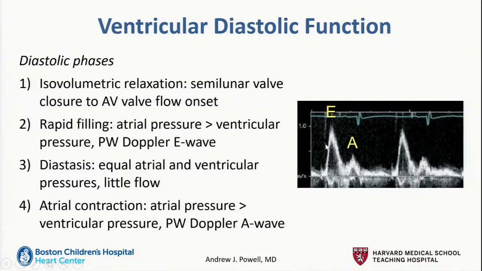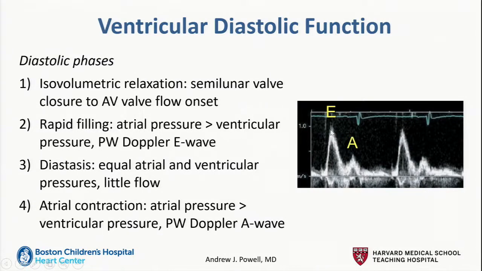So now the AV valve opens, the atrial pressure is larger than the ventricular pressure. In part, this is because as the ventricle relaxes, it creates a bit of a suction effect. And so with atrial pressure higher than ventricular pressure, blood flows in through the mitral valve, and on pulse wave Doppler, looking at mitral valve flow, that's what creates this E wave, E for early.